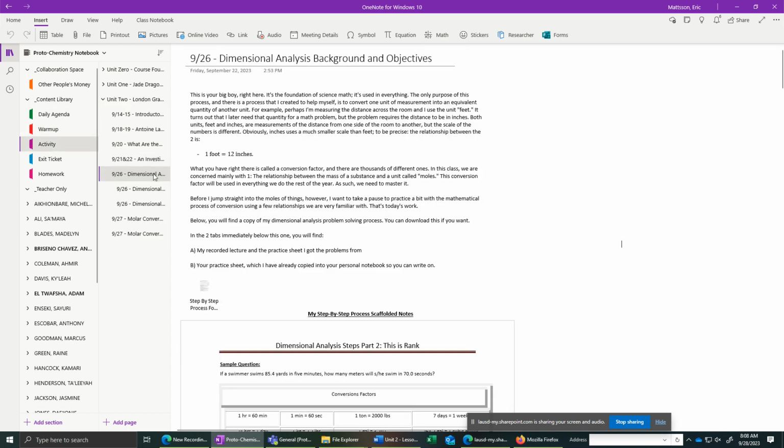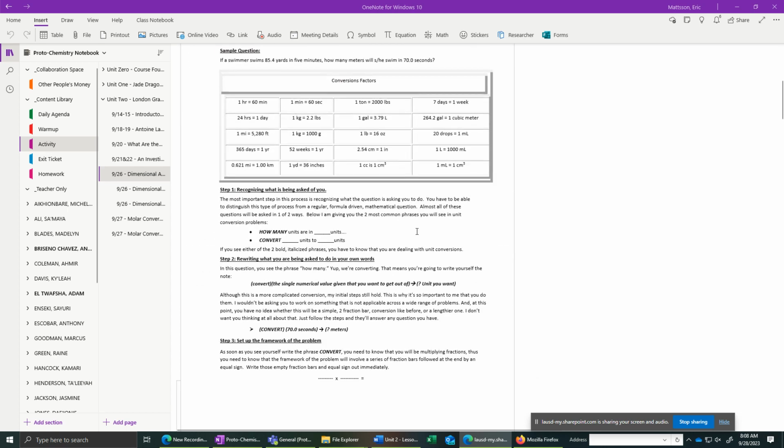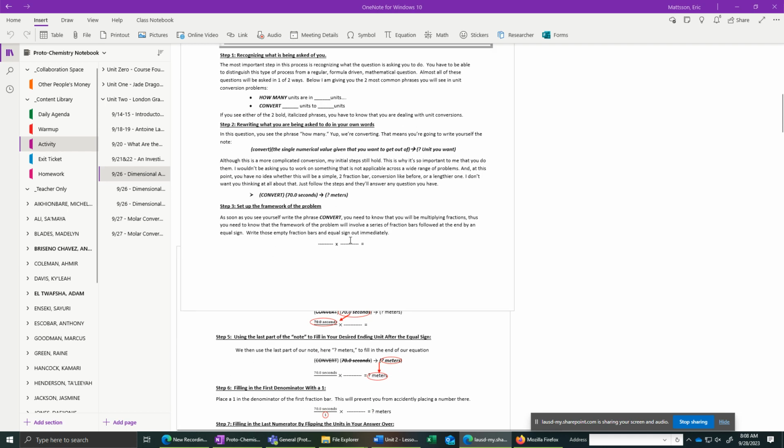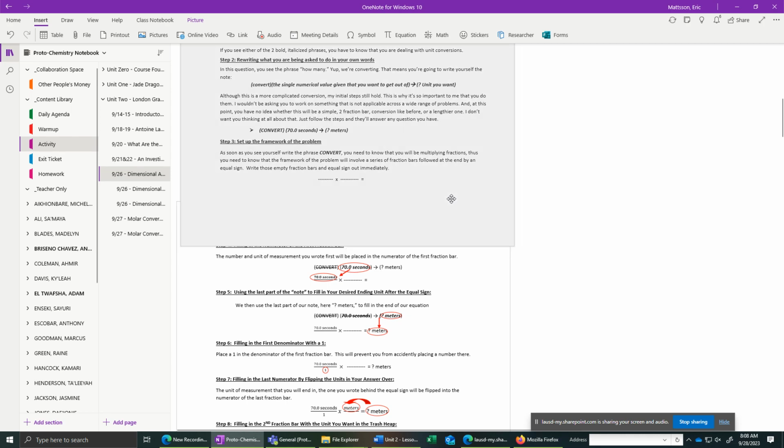So for our activity today, we're going to do some practice on dimensional analysis. This is the hardest thing for most students, and it was for me. Over time, just like the math steps, I developed a set of steps that you follow that will allow you to set up dimensional analysis problems. And that's what we have here.